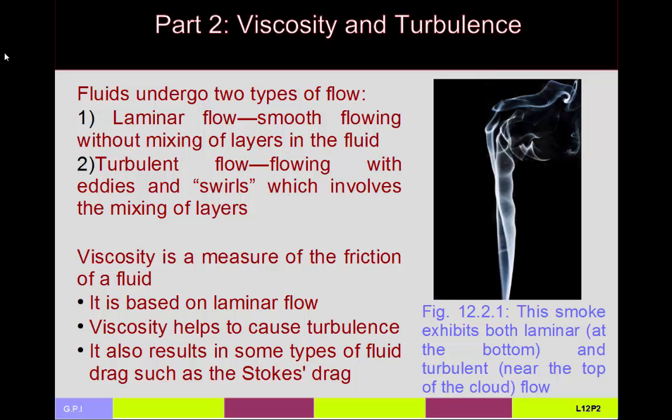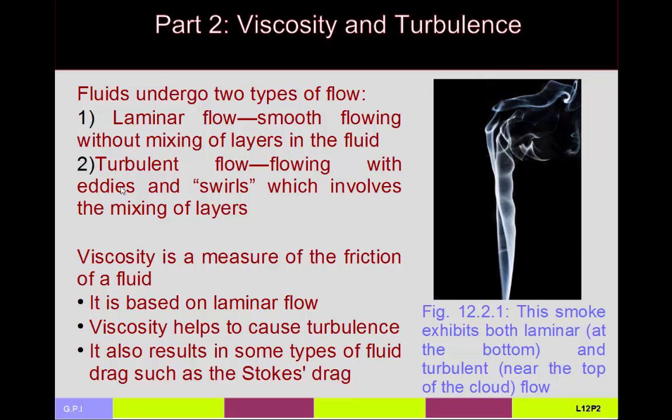So as I noted in the first lecture part, there are two basic types of flow that fluid will undergo. The first one, which was the main focus of the last lecture and will in fact be looked at a little more in depth in this lecture, is laminar flow, which is basically smooth flowing between different layers in the fluid with no mixing from one layer to the next.